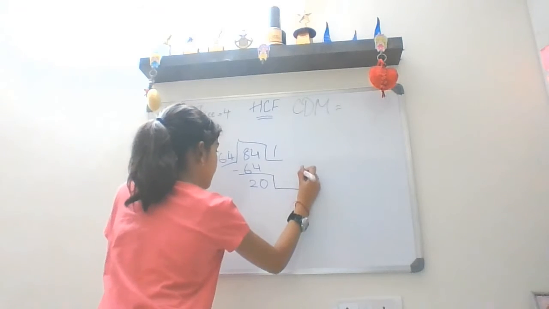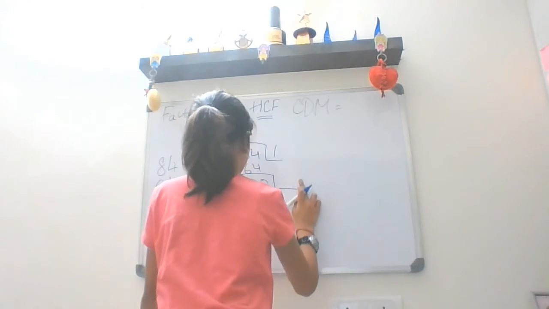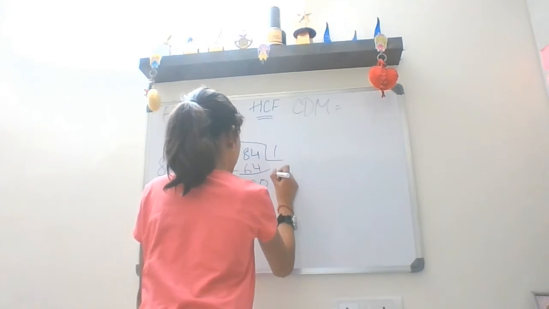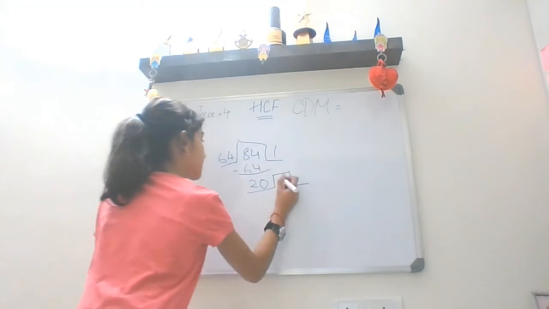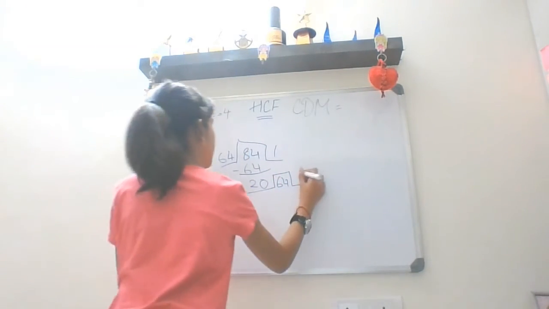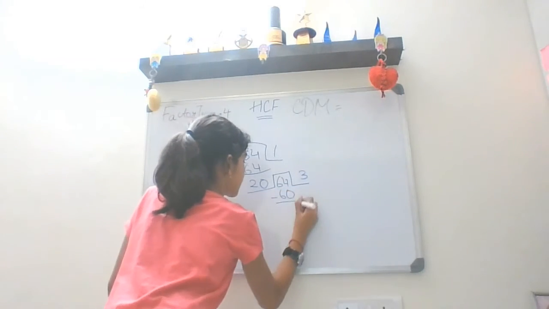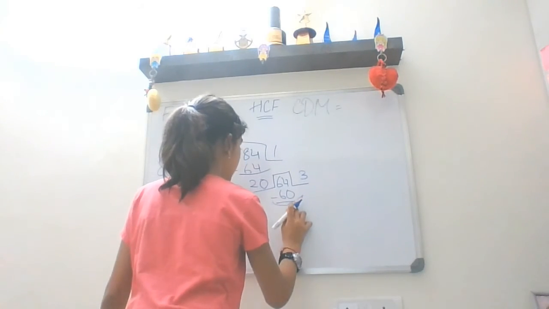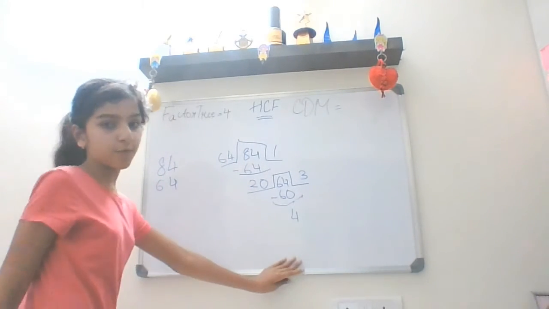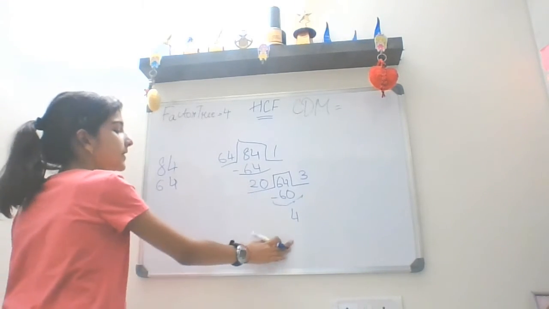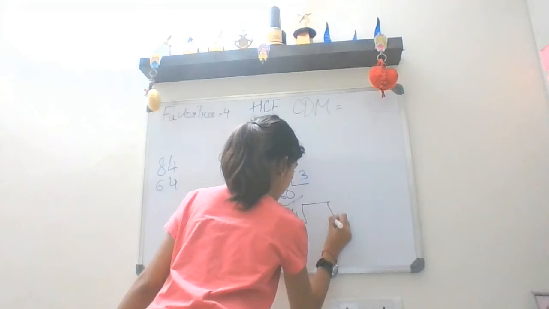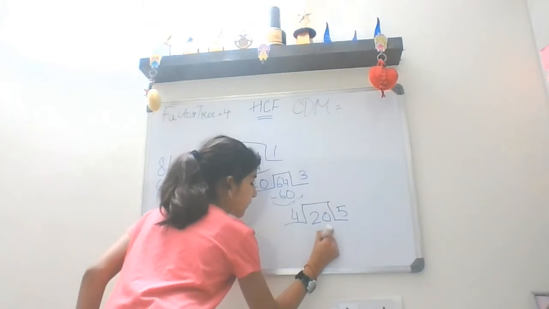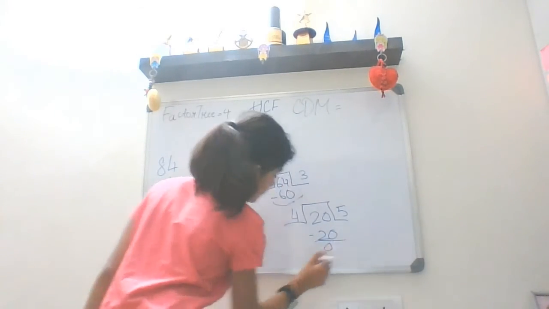So let's do it. Okay. So 64 divided by 20: 3 twenties are 60, minus, is equal to 4. We can't further divide it. So if you guessed it, yes, you're right. We need to divide 20 by 4 now. So divide the previous divisor by the current remainder. 20 by 4. So 4 fives are 20, minus, is equal to 0.